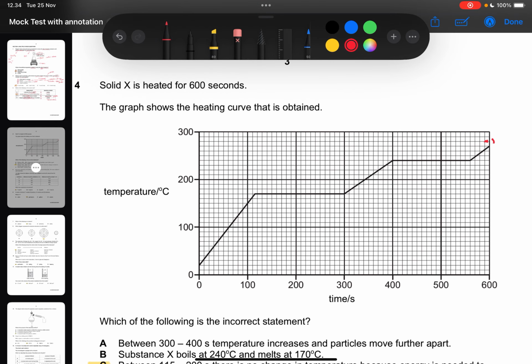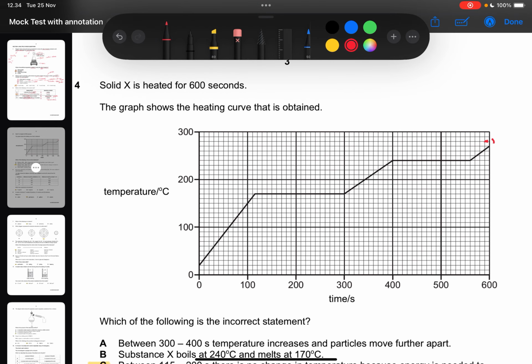Now, which of the following is the incorrect statement? You need to be careful when answering multiple choice questions, especially when you're looking for the best answer, correct answer, incorrect, true or false statement. Okay. First statement says between 300 to 400 seconds, the temperature increases and particles move further apart. So we are talking about between 300 to 400. So that will be this time.